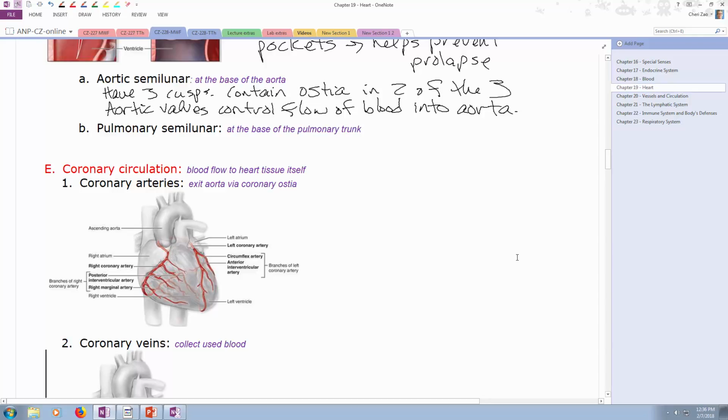Pulmonary semilunars, again, have 3 cusps. Control the flow of blood into the pulmonary trunk.